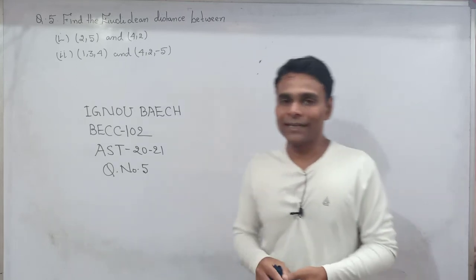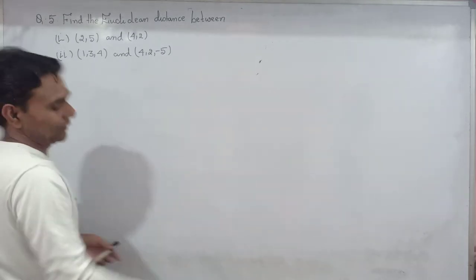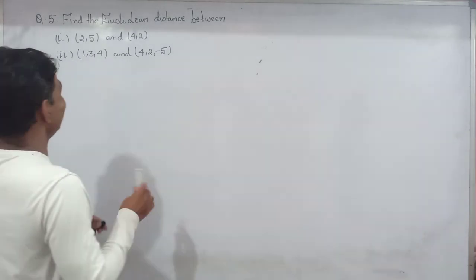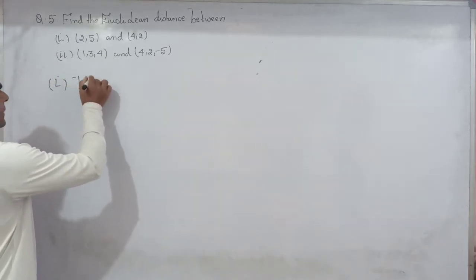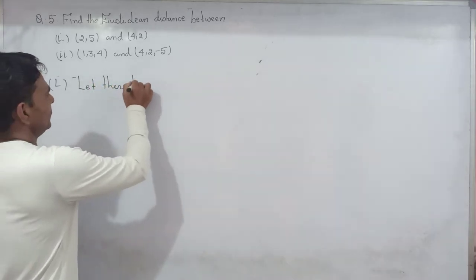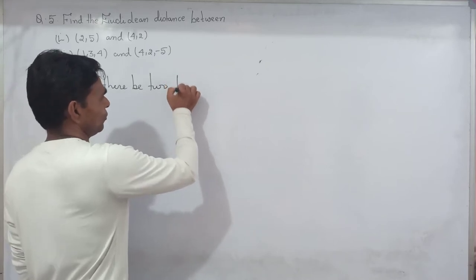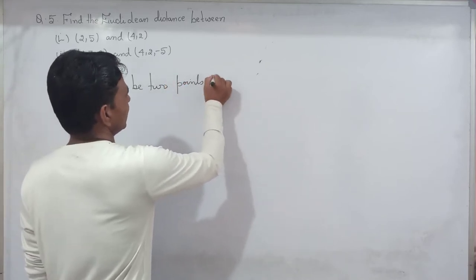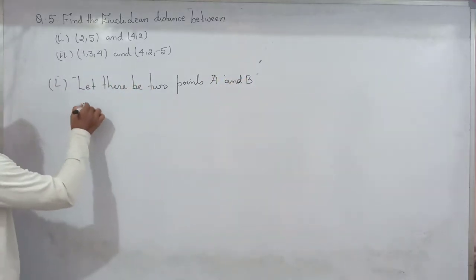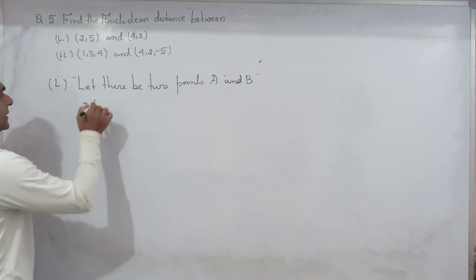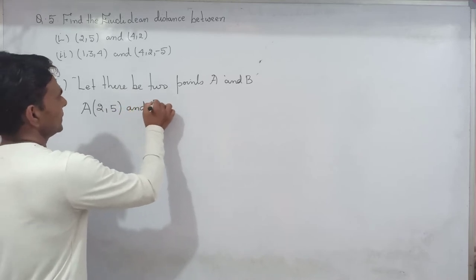Okay, now let us start the solution for this question. First part, Euclidean distance between two points. Let there be two points A and B. Point A's coordinates are given in the question as (2, 5), and point B's coordinates are given as (4, 2).